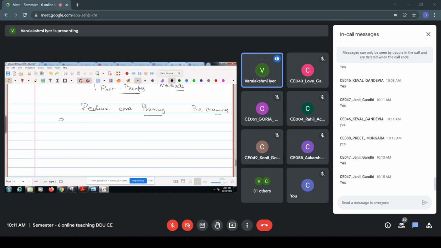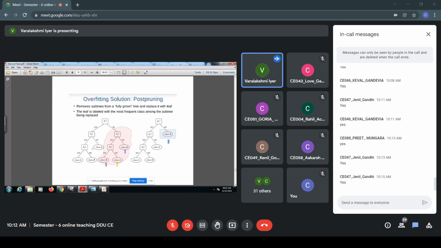Okay. Now reduced error pruning. In this case, let us take this particular example. In reduced error pruning, what we'll do is remove a subtree. For example, you will take different subtrees from a fully grown tree and replace each with a leaf node. This leaf is labeled with the most frequent class among the subtree that is being replaced.